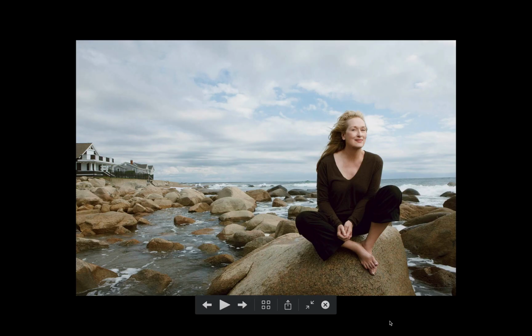This is also Annie Leibovitz. This is Meryl Streep near her home. So this is a common theme in environmental portraiture, to place somebody outdoors in a place that they love.